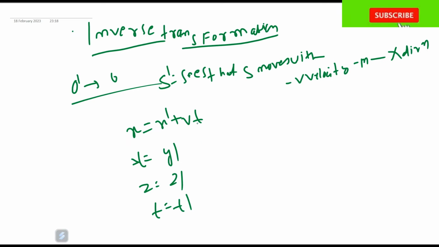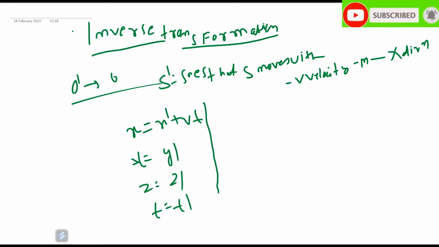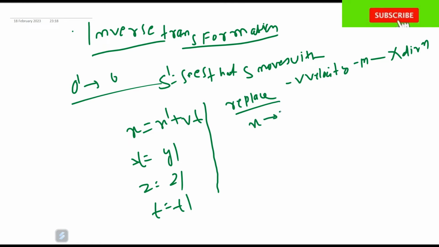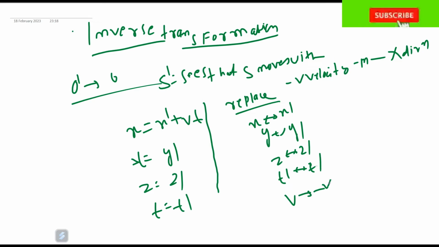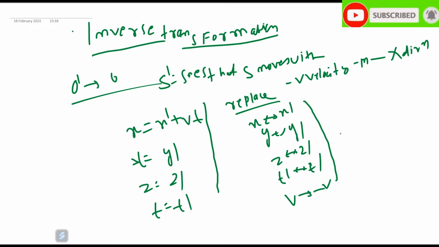Basically, what we have done here is that the laws of physics are the same in all frames. So we have just replaced x with x prime, y with y prime, z with z prime, t with t prime, and v with minus v. This way you can create your inverse transformation.